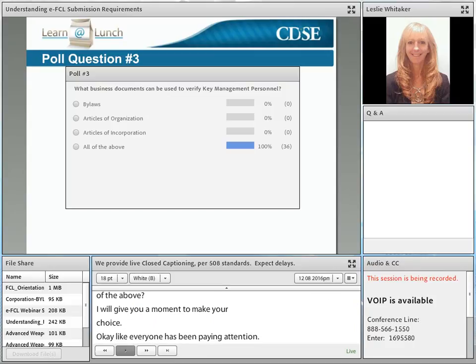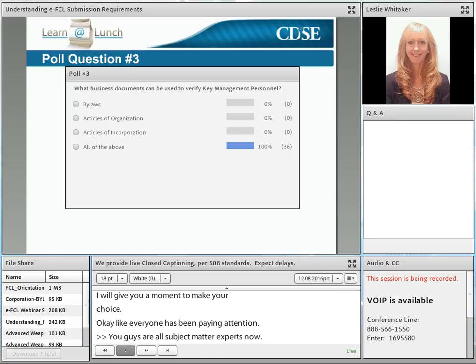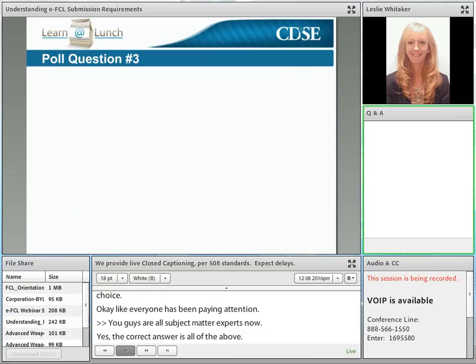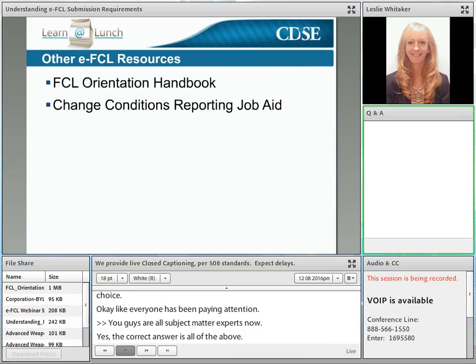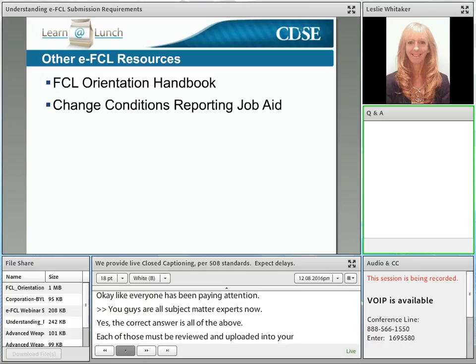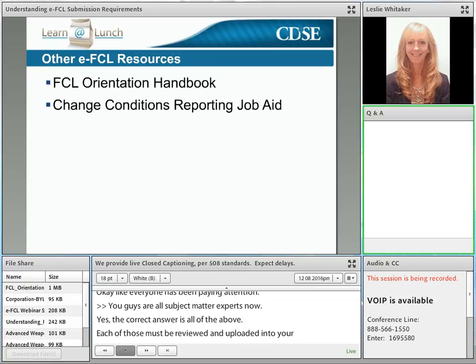Each of those documents must be reviewed and uploaded into your eFCL package to assist us in validating the KMP at your facility. There are several available resources to assist you in submitting your initial and change condition packages. The 2 job aids we discussed today, along with the FCL Orientation Handbook, are posted to the file share pod and are available for immediate download.